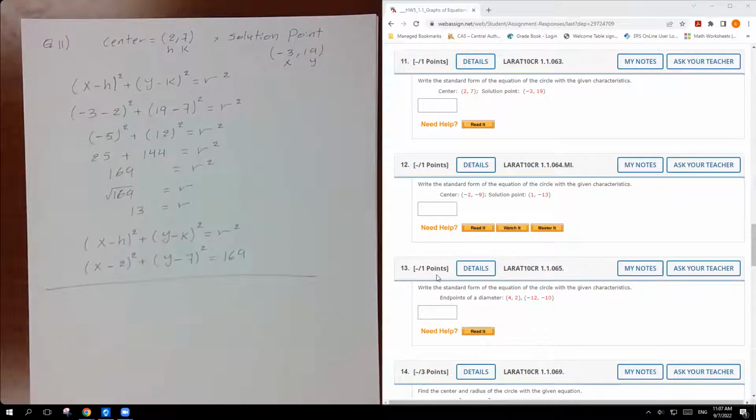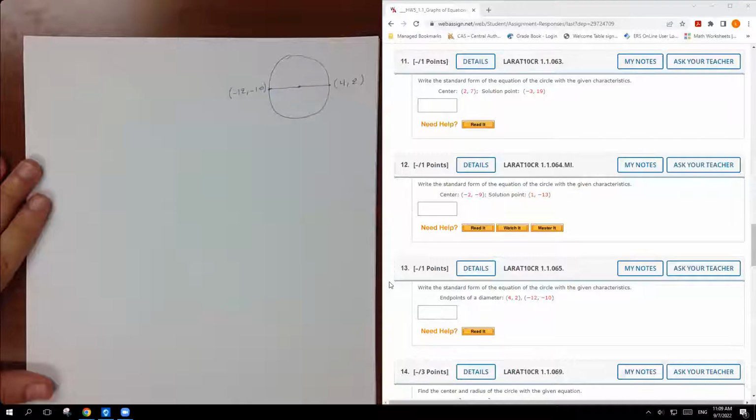Next example is important. They're going to ask you for the standard form of the equation of the circle, and you have two endpoints of the diameter: (4, 2) and (-12, -10). Let's check how we're going to work on this one.